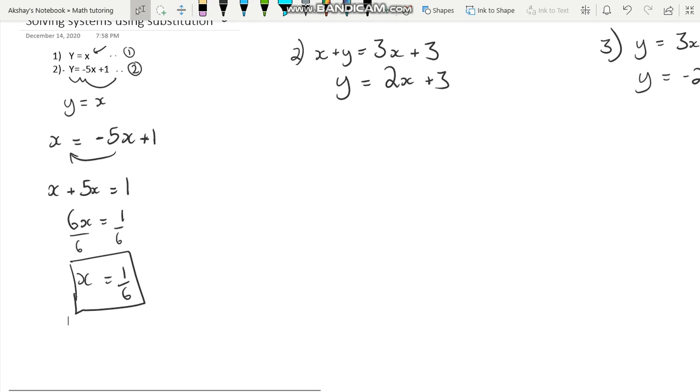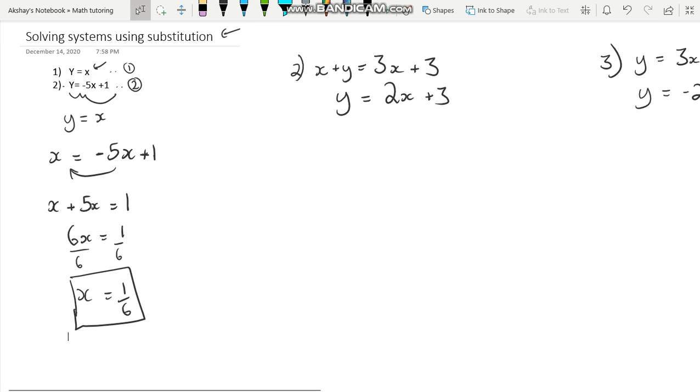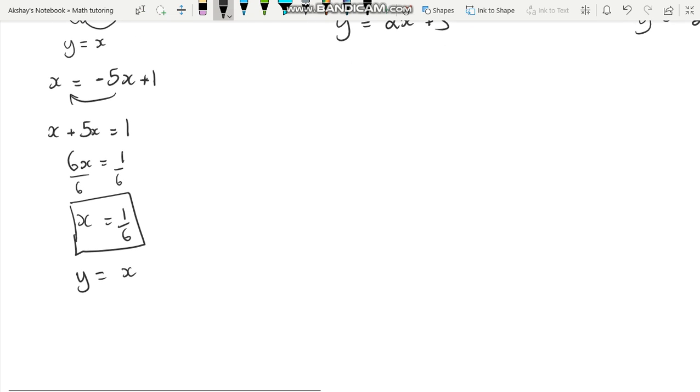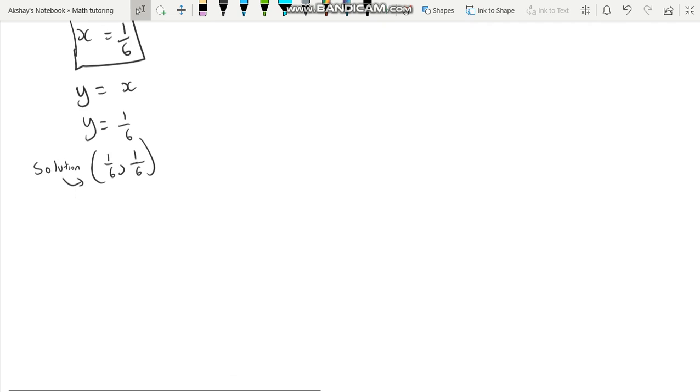So now I have my x value, but I also have to find my y coordinate. So I have x is equal to 1 over 6, but because I have my equation y is equal to x, it's very easy to find my y coordinate because x is equal to 1 over 6, so y is 1 over 6 as well. So there's my answer: 1 over 6, 1 over 6, my solution, the point of intersection. That's my solution for this first problem.